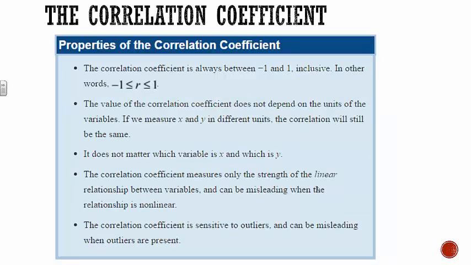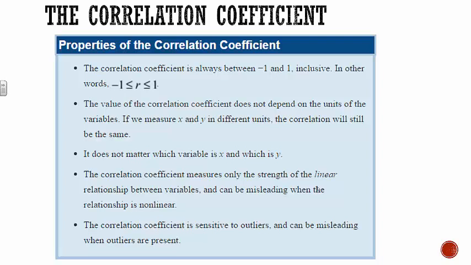Here are some important properties for your correlation coefficient R. Your R is always between -1 and 1. It doesn't depend on the units, like if you measured in inches versus centimeters. It doesn't change. They're still correlated the same way. It doesn't matter which variable you let be x and which variable you let be y. It's just simply saying that these two variables are correlated. The order doesn't matter. Again, the correlation coefficient only measures the strength of linear relationships. If it's not linear, that correlation coefficient is not really telling you anything. It's not useful anymore.